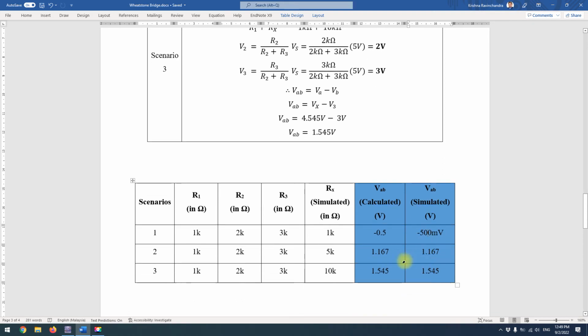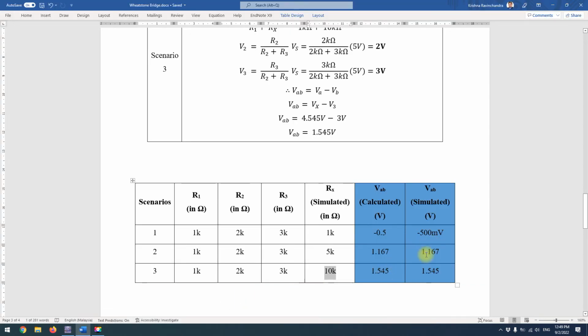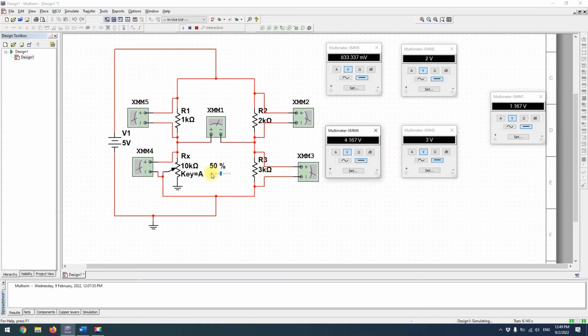So continue to simulate for 5 kilo ohm and 10 kilo ohm. So you can just change it to 5k. 5k means 50%. So you see, 1.167. So yes, it's correct. And the next one is 1.545 for 10k. So for 10k, it means at 100%. And there we go. So this is part one of the unbalanced bridge.